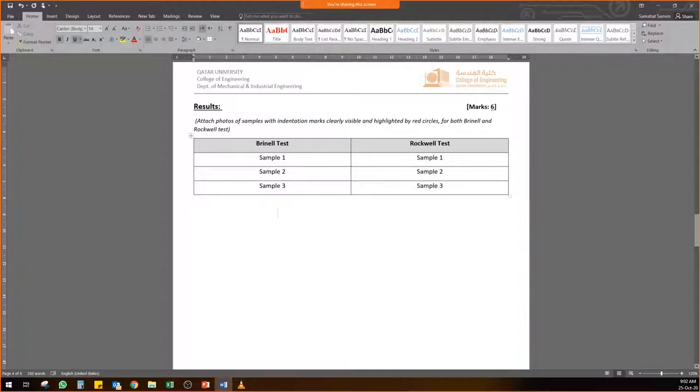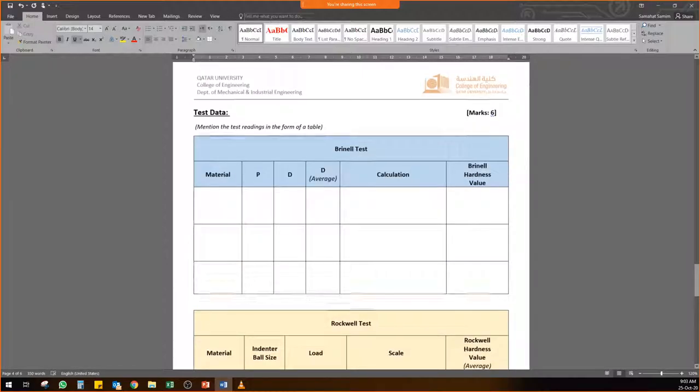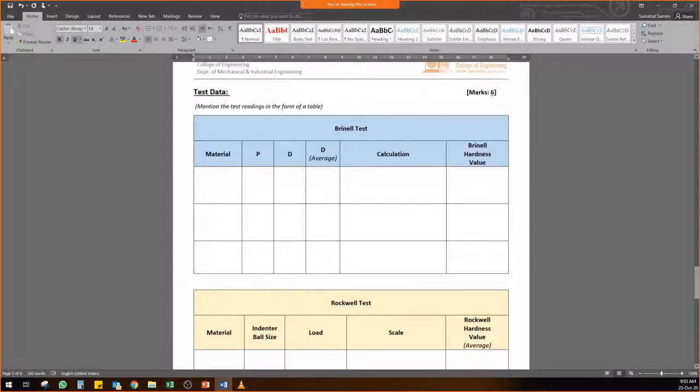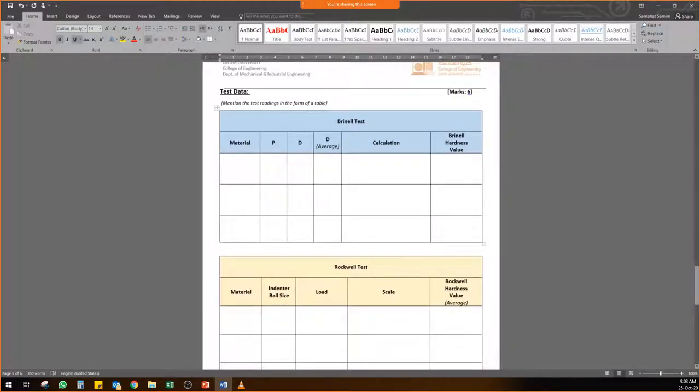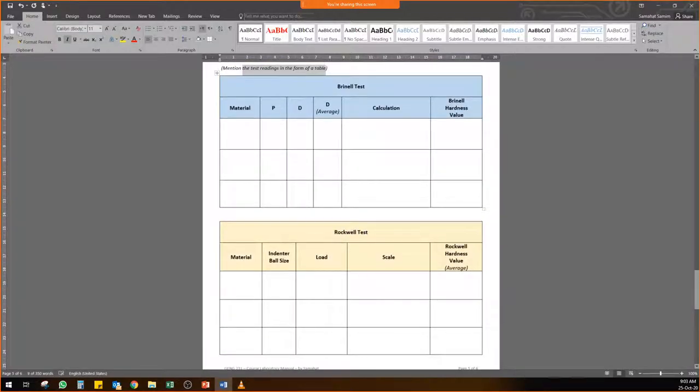Okay, this is just a picture of your sample, and here you have to get the test data. So what is your test data? Test data is the results you will get from the test. So mention the test readings in the form of a table. I have already created a table for you, so it's easier for you to organize. Just here you need to put the material names: steel, aluminum and brass.